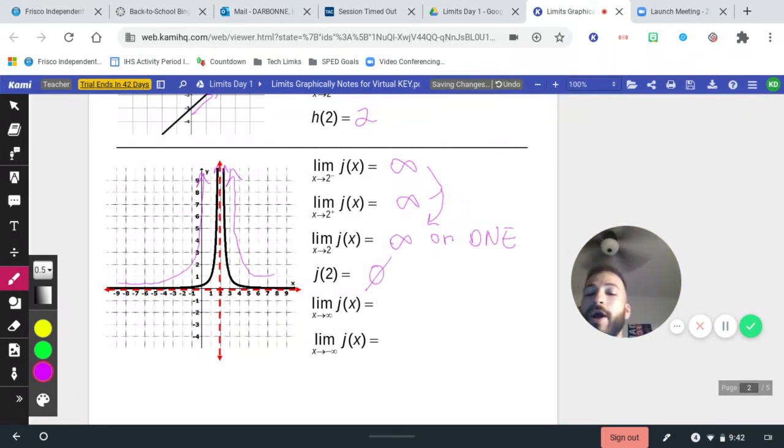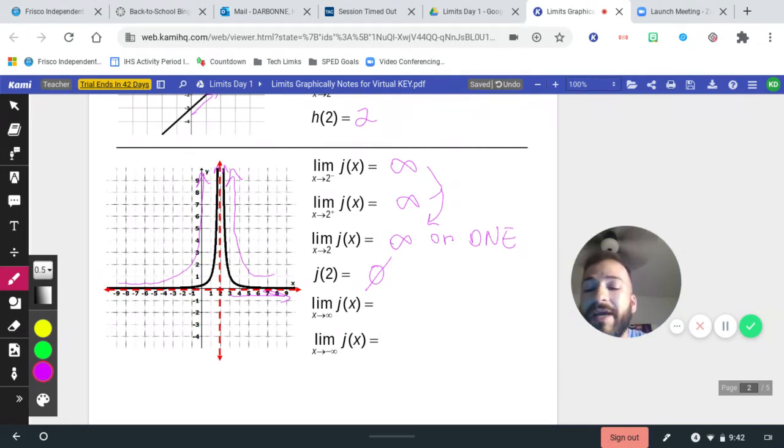Okay. Then our limit as x approaches infinity. So which direction is infinity for x? Well, it's going to be out towards the right. Well, what y value does it look like our function is approaching as we go to the right? Now you might say, well, Mr. Arbona, it's going to keep going down.